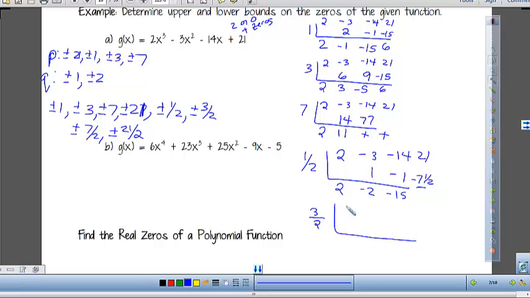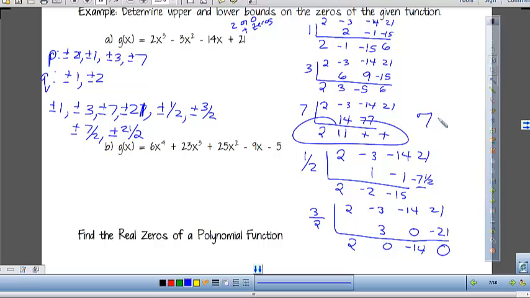Okay. 3/2. 2, -3, -14, 21. Bring down the 2. 2 times 3/2 gives us 3. That's a nice 0. 0 and 3/2 is 0. We get -14. -14 and 3/2 is -21, and so we get 0. And then we even stop and ask ourselves, determine the upper and lower bounds. We got so excited that we forgot the question. 7 was an upper bound. We could have stopped back there. I forgot what the question was. So we did find that 7 is an upper bound, and we also found one of the zeros.